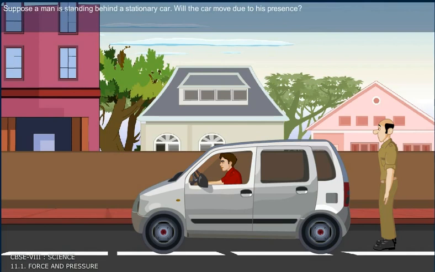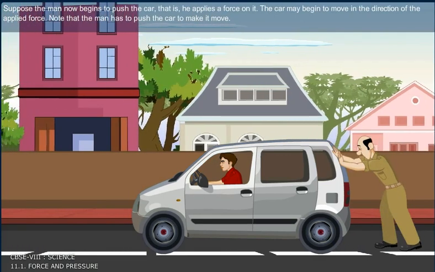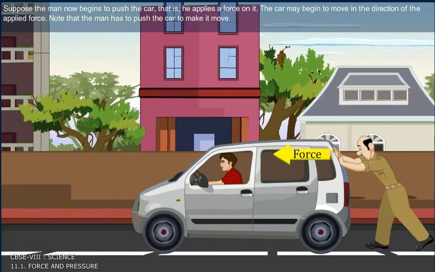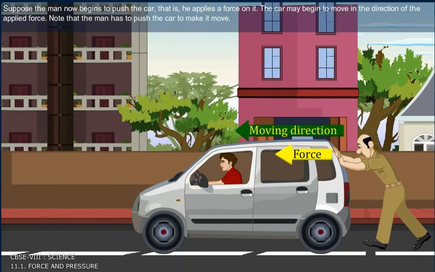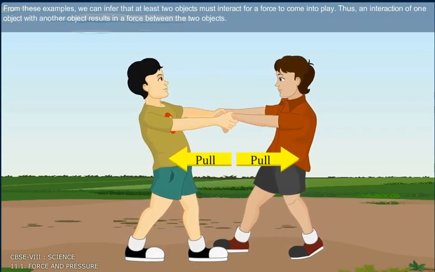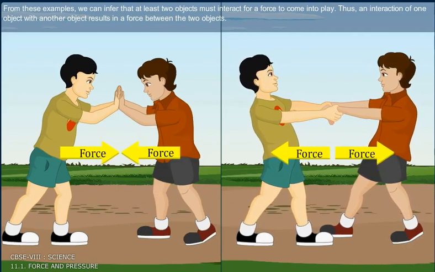Suppose a man is standing behind a stationary car. Will the car move due to his presence? Suppose the man now begins to push the car. That is, he applies a force on it. The car may begin to move in the direction of the applied force. Note that the man has to push the car to make it move. From these examples, we can infer that at least two objects must interact for a force to come into play. Thus, an interaction of one object with another object results in a force between the two objects.